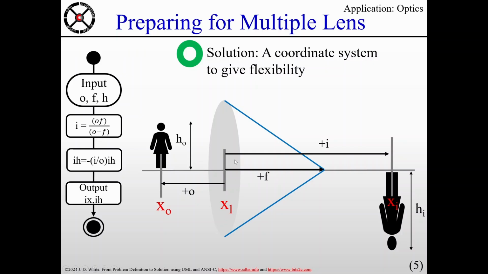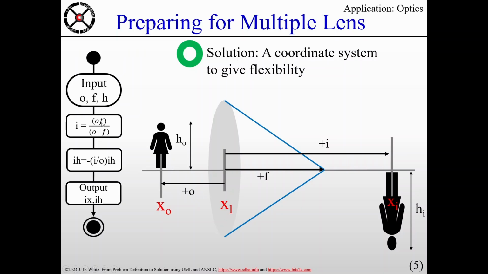And that will give me I. I can then add I to x1, and that will give me x of the image. Okay, you can see how that's going to work from the diagram, right? If I know where the person is, I know where the lens is, I can then calculate the distance between the lens and the object.